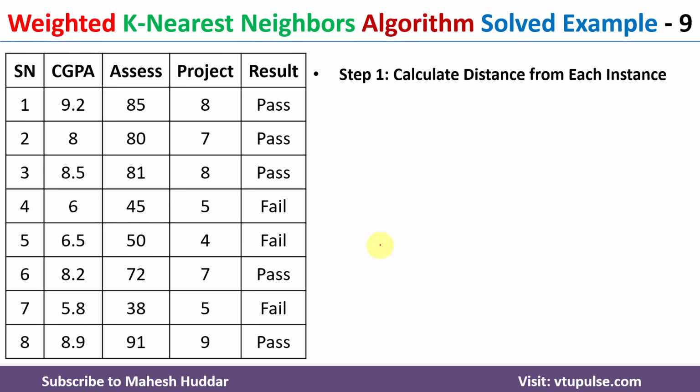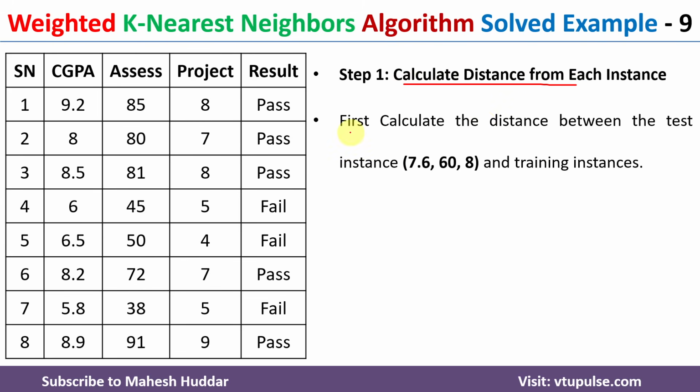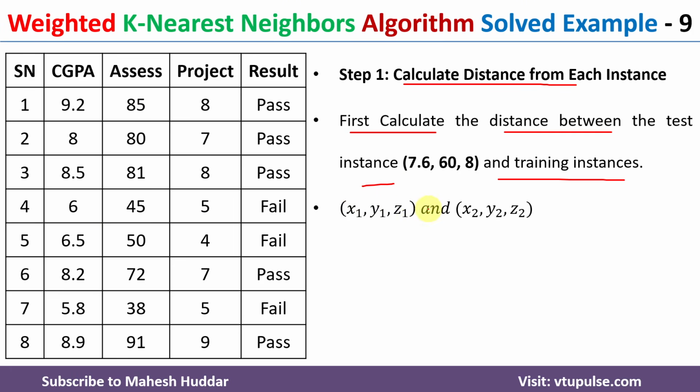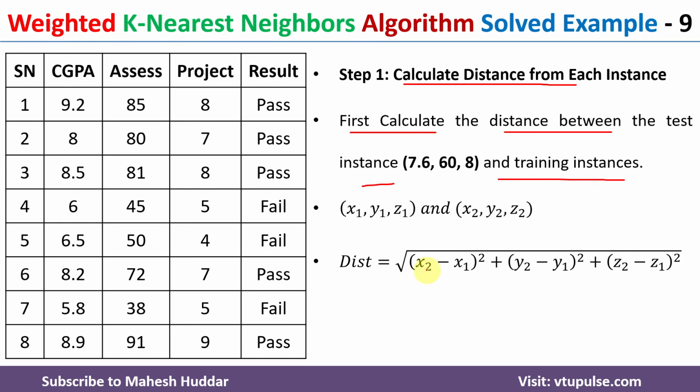In the first step of the weighted k-nearest neighbor algorithm, we need to calculate the distance from each instance. That is, first calculate the distance between the test instance and the training instances. These are all the training instances and the new student's data is the test instance. If we have three coordinates like x, y and z, the distance will be the square root of (x2 minus x1) squared plus (y2 minus y1) squared plus (z2 minus z1) squared.